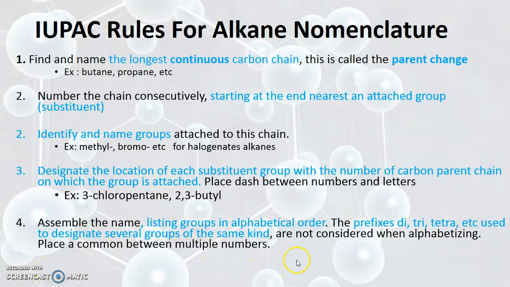You may need to pause this if the kids are going to copy this down. Then the last step would be to assemble the name, listing the side groups in alphabetical order, placing prefixes if you have several groups of the same kind, and then the parent chain is placed last. And here's an example, but it might not make sense. We'll go through all of these steps when I look at an example.